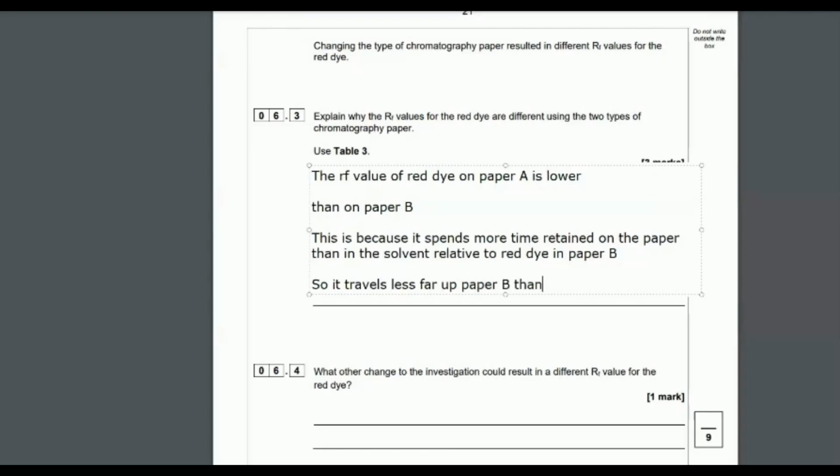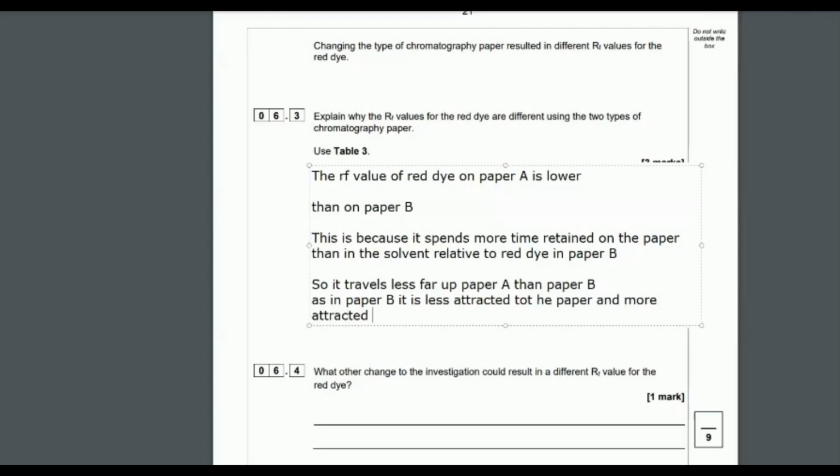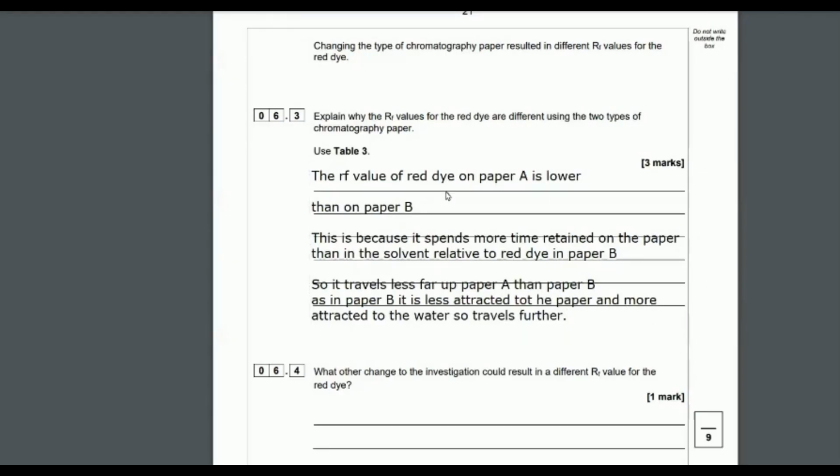See, what the dye is doing is flicking between being stuck to the paper, the stationary phase, and then being dissolved in the mobile phase, the solvent. And when it's dissolved in the mobile phase, it moves. And when it's stuck to the paper, it doesn't move. So essentially it has a greater attraction to paper A than it does to paper B. So it spends more time stuck to the paper and less time moving on chromatography paper A. Quite complex, I know.